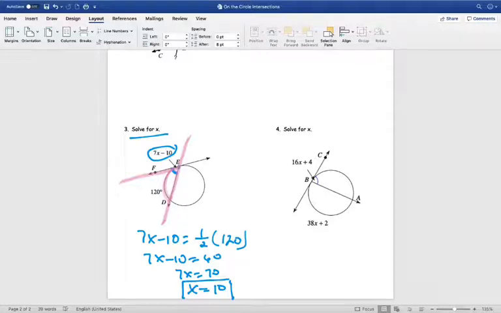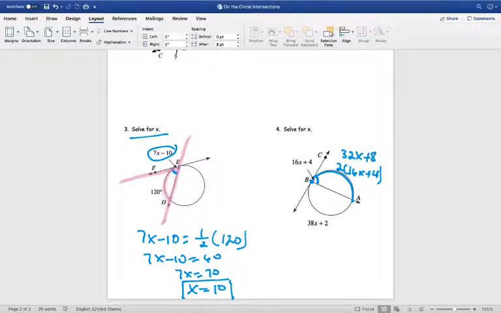Okay, on the 4th example on this page, we have been given that this angle measure right here is 16x plus 4. This is an inscribed angle because its vertex is on the circle. So the part of the circle that lies between the sides of that angle is right here. And it should be twice as big as that 16x plus 4. So if I were to distribute that, that would be 32x plus 8.